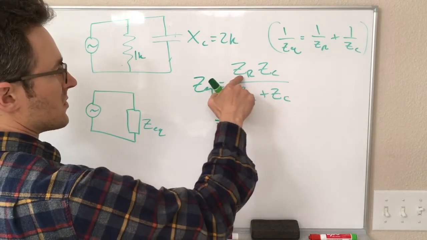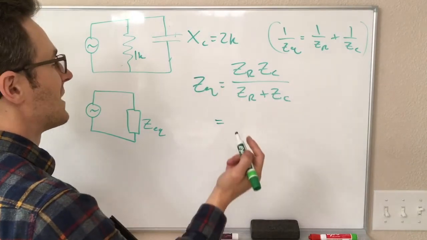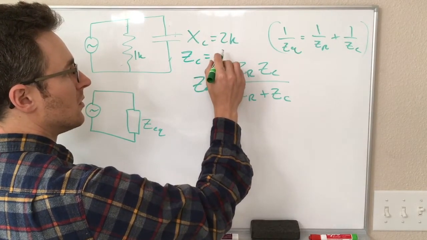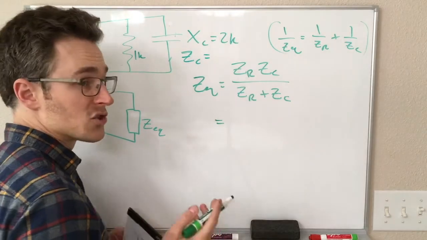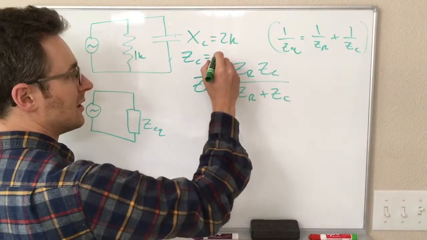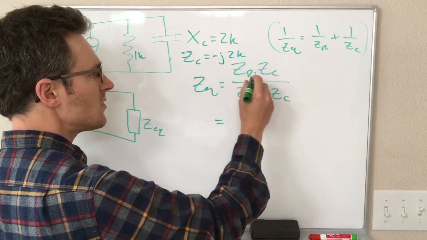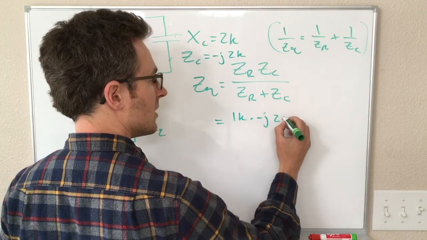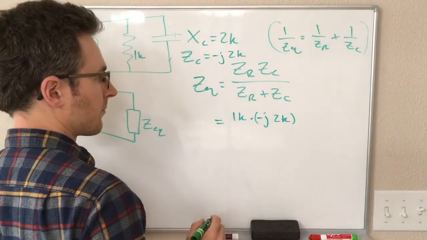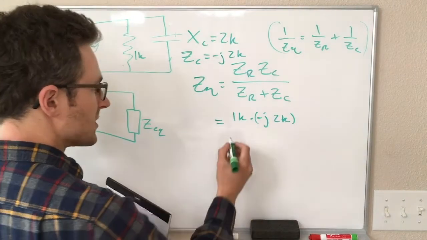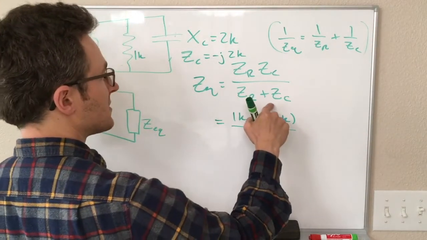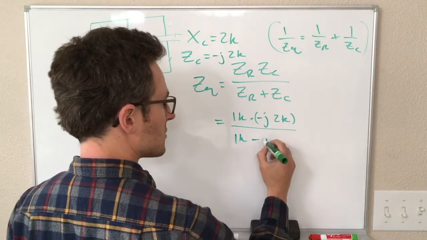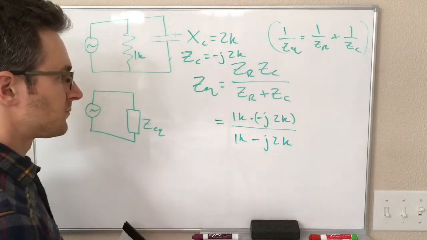So let's do this. ZR times ZC, I guess we should write down what ZC is first. XC is 2K, so ZC is going to be 2K times minus J, right? So that's 2K in the minus 90 degree direction. So ZR times ZC is 1K times minus J times 2K. Well, we can change that to an angle in a second. Divided by ZR plus ZC, so that is 1K plus negative, minus J times 2K.